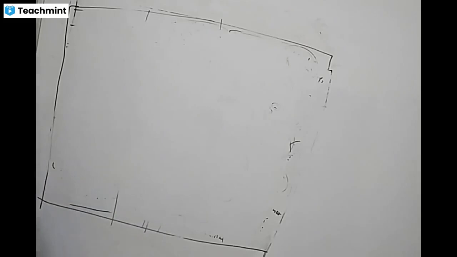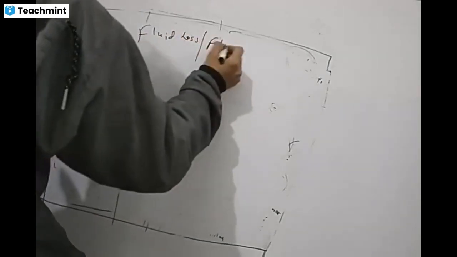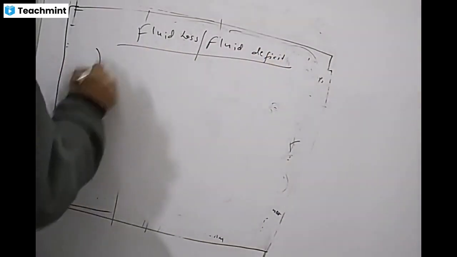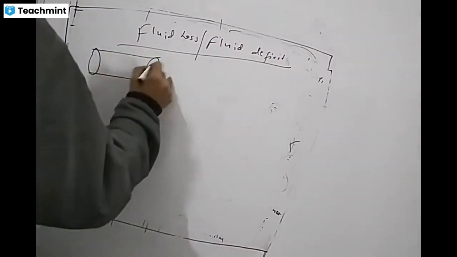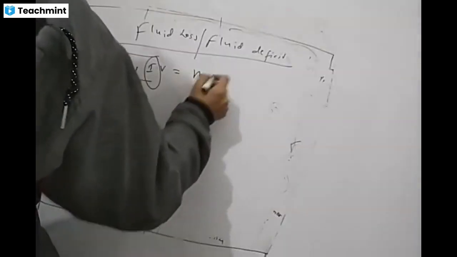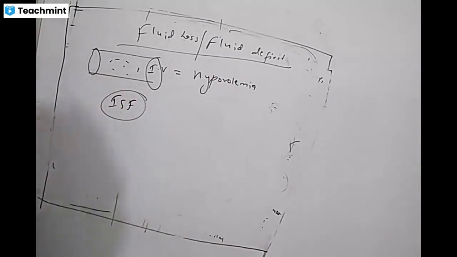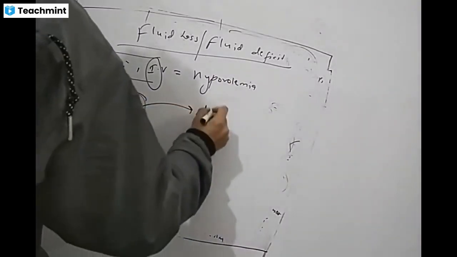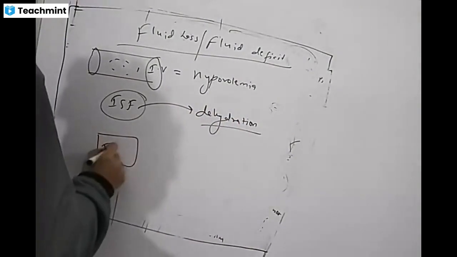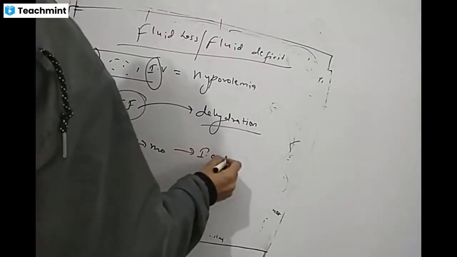Now come to fluid loss, which is also known as fluid deficit. We are having three compartments. One is your intravenous compartment. If there is loss of fluid from this compartment, we use the term hypovolemia. Then this is the ISF, interstitial compartment. If there is loss of fluid from this compartment, the term we use is dehydration. And third is the intracellular, inside the cell. If water comes out from the cell, then this is intracellular dehydration.